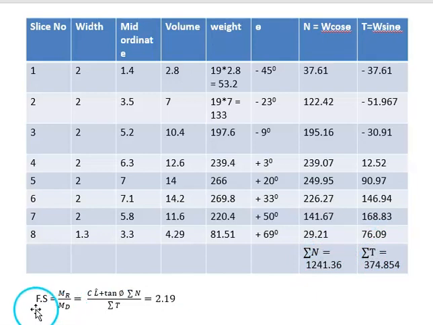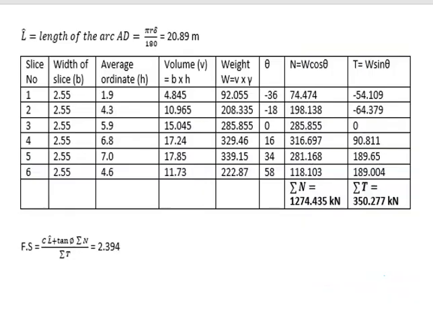Then we have to substitute in the equation of factor of safety to estimate the factor of safety. So C value is given, arc length we can calculate using the equation pi r delta by 180. Tan phi value will be given. Sigma n and sigma t values will be obtained from the tabular calculation. So if you take a different width, you will be getting different values of normal and tangential components, and the procedure is same. We will be getting the factor of safety by taking this equation, where we have to substitute the sum of normal and tangential components which are obtained from the tabular calculation.